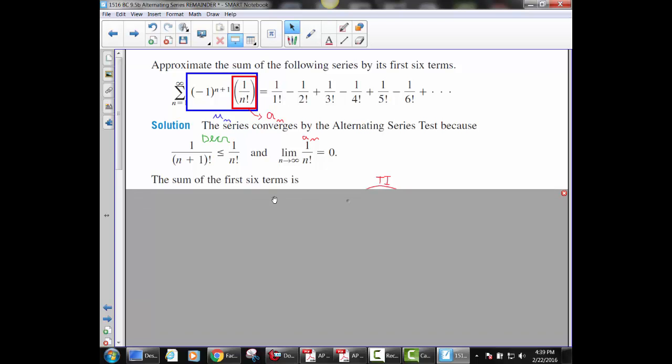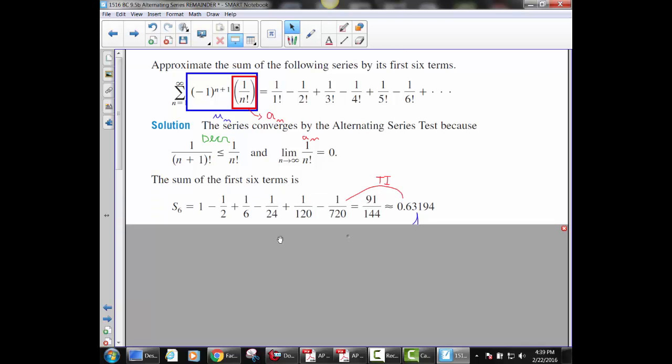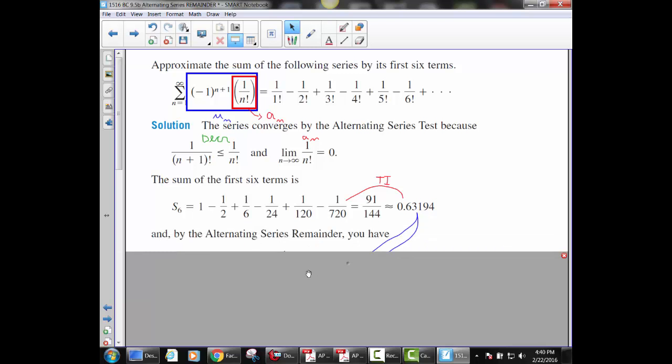So we've been asked to use the first 6 terms. So we're going to take the first 6 terms, which is 1 minus a half plus 1/6 minus 1/24 plus 1 over 120 minus 1 over 720. So the sum of the first 6 terms is exactly this. And by the way, you are taking the minuses in there. And with a calculator of some sort, you get 0.63194.